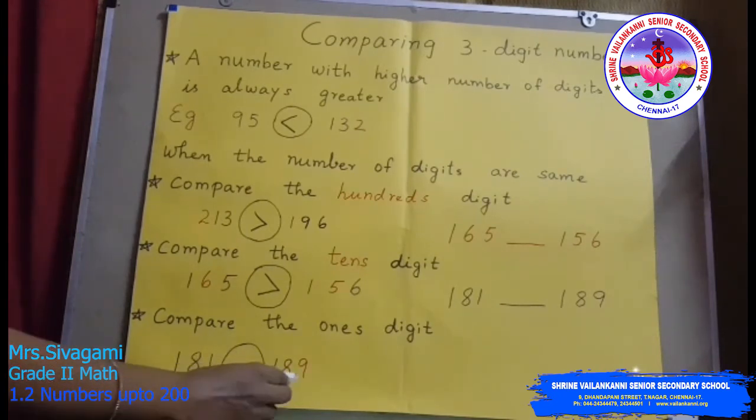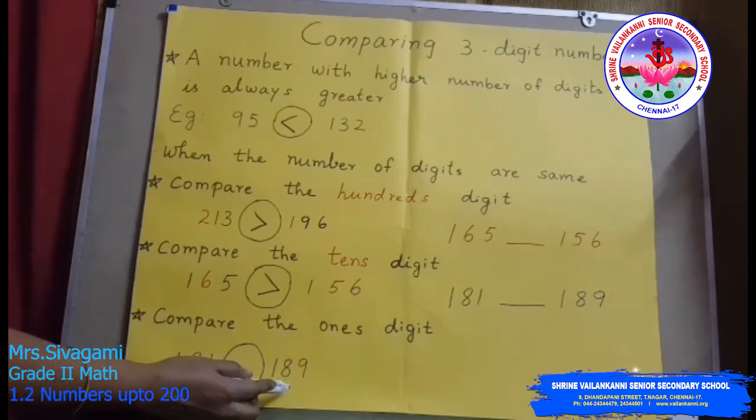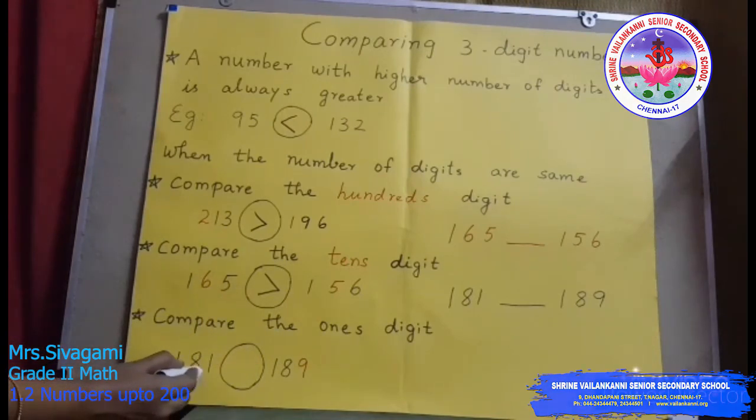Here it's 1, here it is 9 ones. So, 9 ones is greater than 1 ones. So, the number 189 is greater than 181.